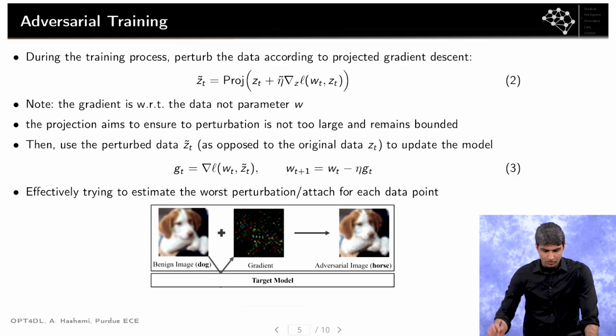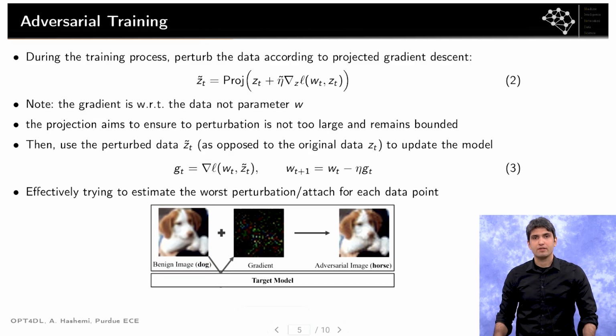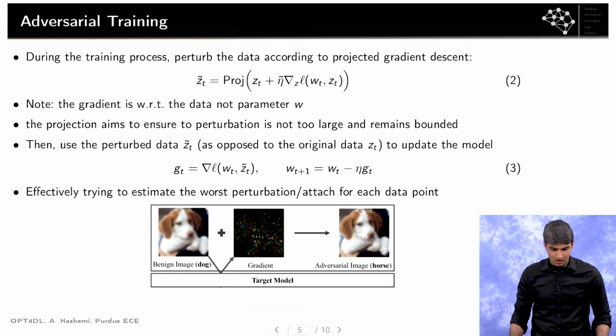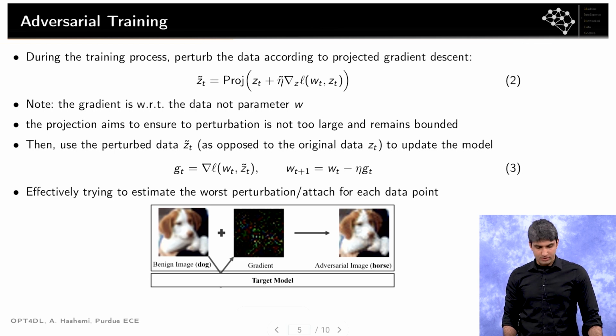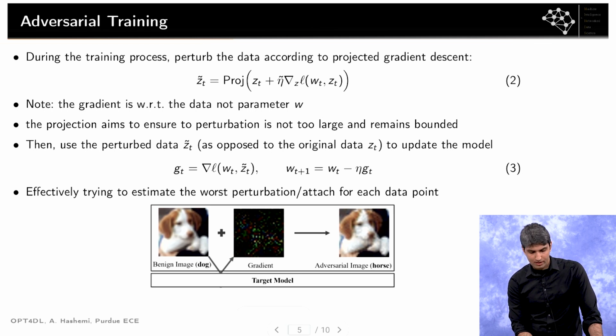All right. So how can we solve this problem? Well, there are different approaches in the literature, and one of the most prominent ones is the idea of adversarial training and utilizing gradient descent. So in particular, during the training process, what is suggested is to basically perturb the data according to a solution that we find using gradient descent.